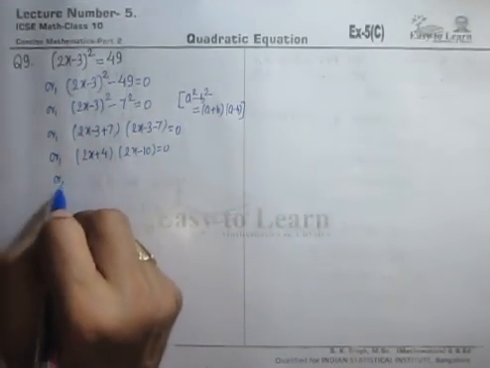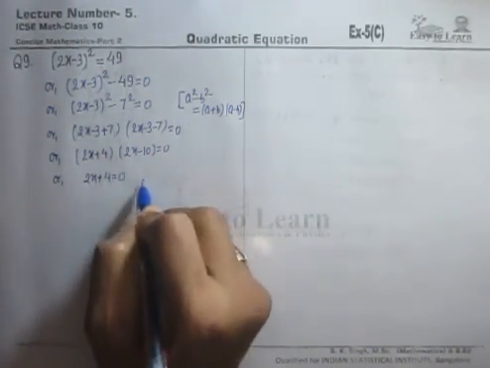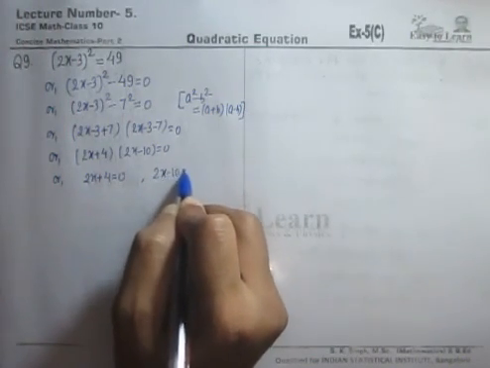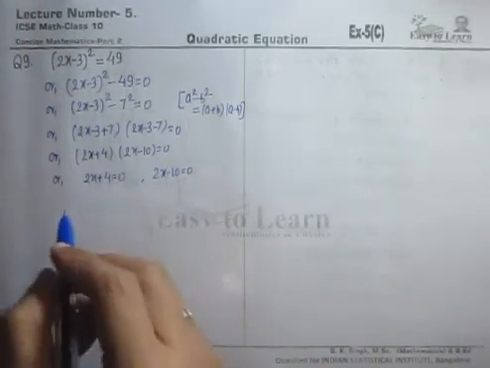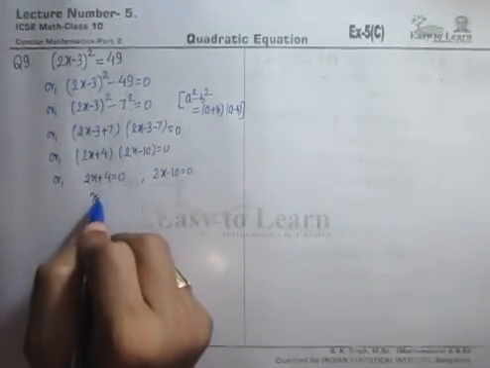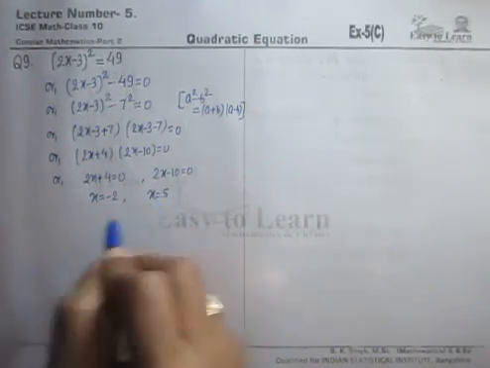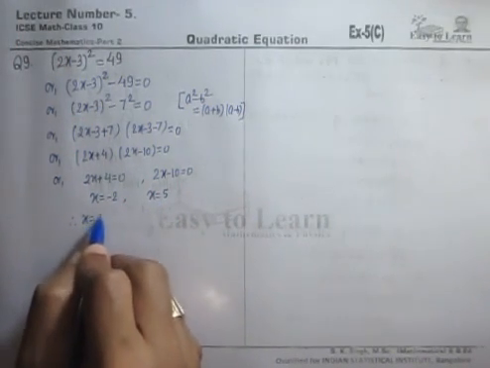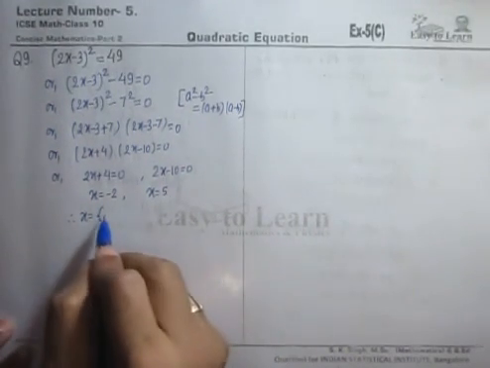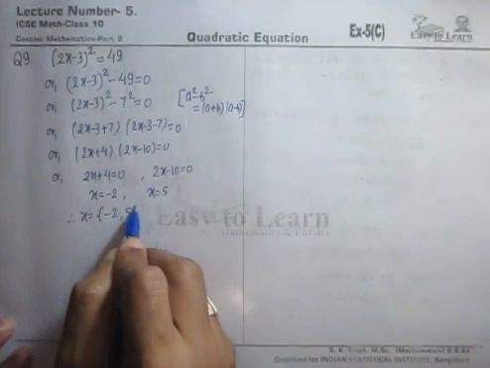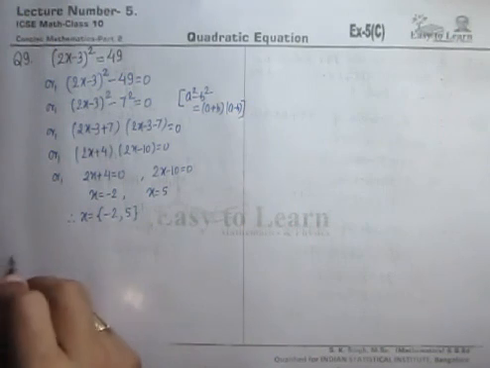Now put either factor equal to 0. So 2x plus 4 equal to 0 and 2x minus 10 equal to 0. According to the zero product rule, if the product of two factors is 0, either factor is 0. So from here you will get x is equal to minus 2 and from here you will get x is equal to 5. So the roots are x is equal to minus 2 and 5. It is question number 9. Now question number 10.